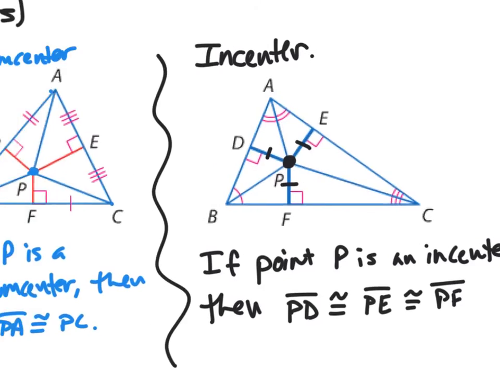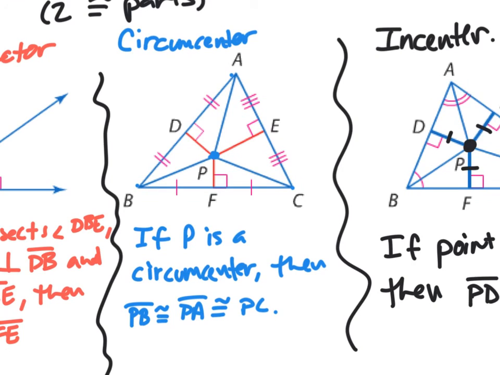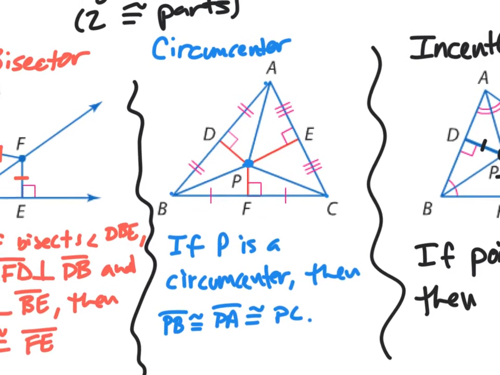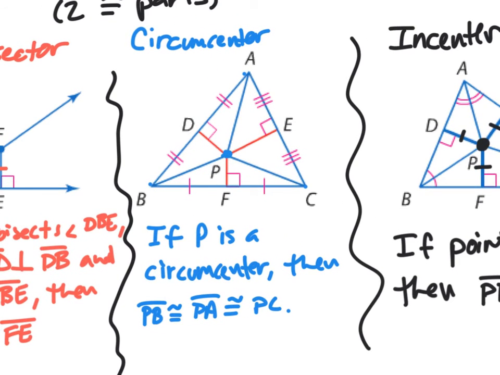Okay, let's go ahead and go back to this one. I forgot to do that. We know that PB, PA, and PC are all congruent, so let's draw that in with 4 marks. So that's going to be 1, 2, 3, 4.